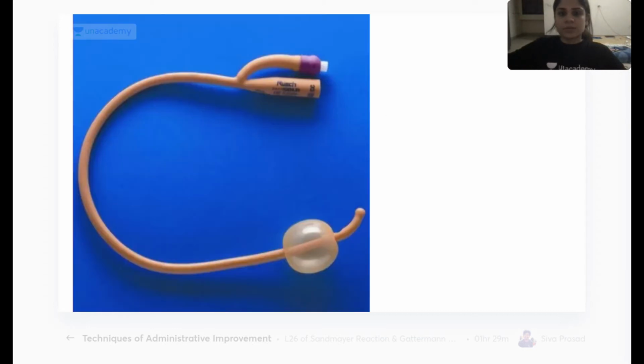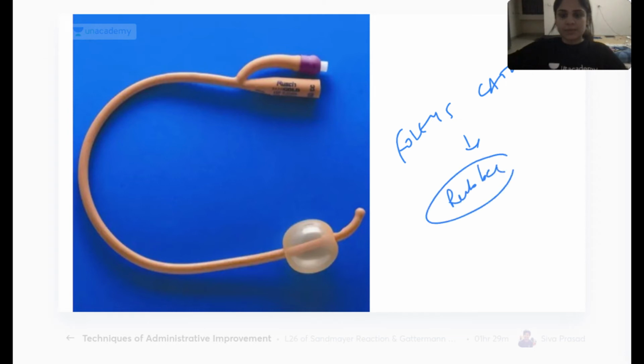Clear? Okay. Moving on to our next instrument. Identify this instrument for me. Very good. Everyone knows this is Foley's catheter. What is the material of the Foley's catheter? Can it be asked in your exam? Silicon? No. Silicon catheter is different, remember? Yes, it is made up of rubber.